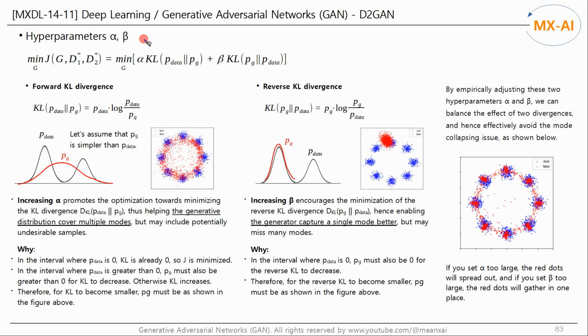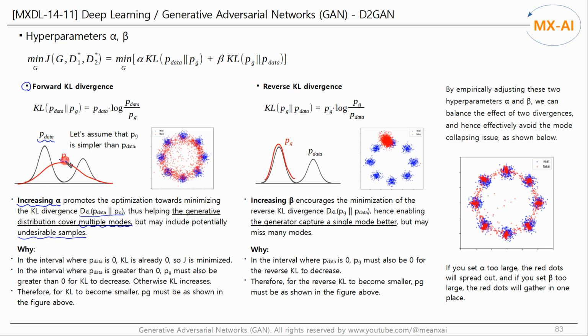Next, let's take a closer look at the hyperparameters alpha and beta. Let's first consider the forward KL divergence. Increasing alpha promotes the optimization towards minimizing the forward KL divergence, thus helping the generative distribution cover multiple modes, but may include potentially undesirable samples. Let's look at why.